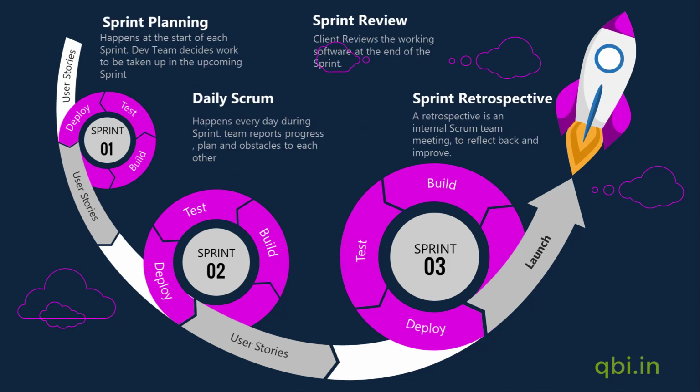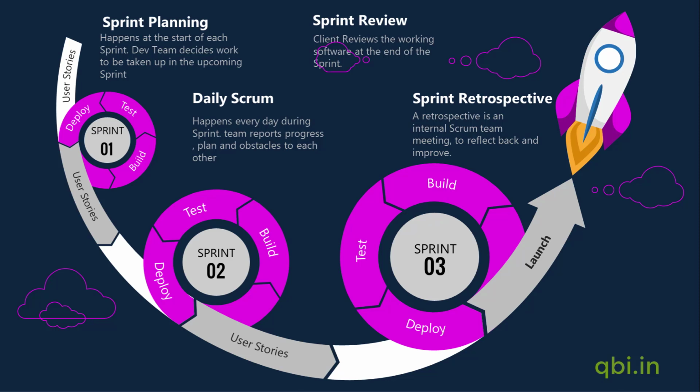To achieve transparency, inspection and adaptation, which are the 3 tenets of Scrum, 4 sprint events or 4 sprint ceremonies are planned during the sprint. These events in order are sprint planning, daily Scrum, sprint review, and sprint retrospective. Sprint planning happens at the start of each sprint. Development team members decide work to be taken up in the upcoming sprint. Daily Scrum happens every day during the sprint. Team members report progress, plans for the day and obstacles to each other.